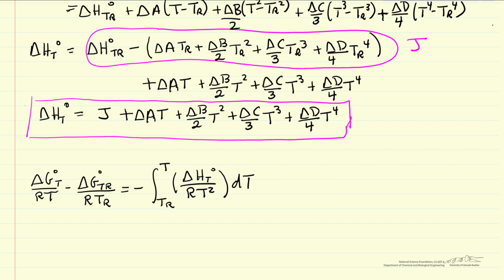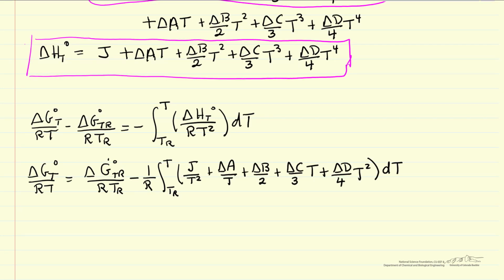I've written down the equation again that I presented earlier that tells how Gibbs free energy changes as a function of delta H. And then delta H is in this boxed equation. So now what we want to do is make this substitution for delta H of T, and let me do that, and then we'll look at the integration. I've brought the gas constant outside the integral and divided through by T squared. Now I can integrate this.